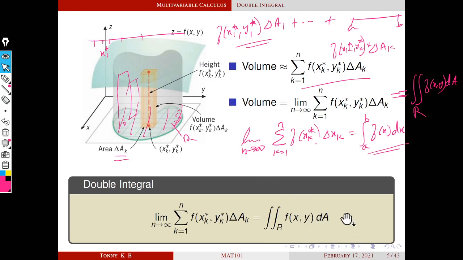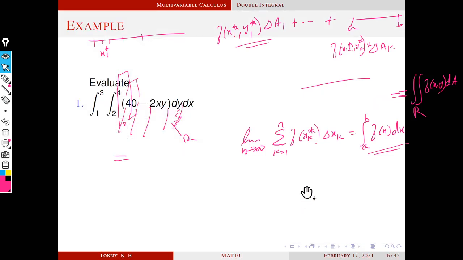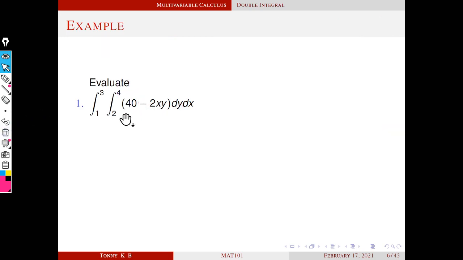That means we can evaluate this double integral using our single integration, single integration two times. We will see that in the coming sessions, coming slides. Okay. Before moving to that concept, first we have to evaluate a double integration like this. This is called iterative integration. First we integrate with respect to y. At that time we treat x as a constant. Then we integrate with respect to x.